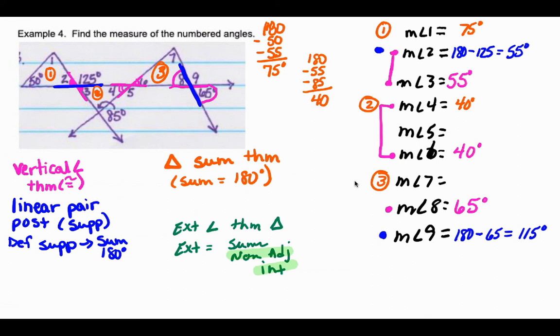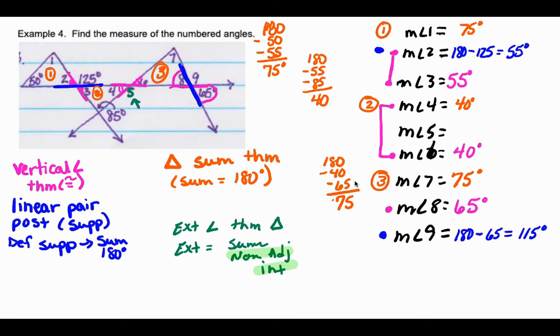And now when I go to the third triangle, the triangle sum is 180. We subtract the 40 degrees for angle 6, and we subtract the 65 degrees for angle 8, and we get 75 degrees for angle 7. So there's only one remaining angle in this picture, and that is angle 5.